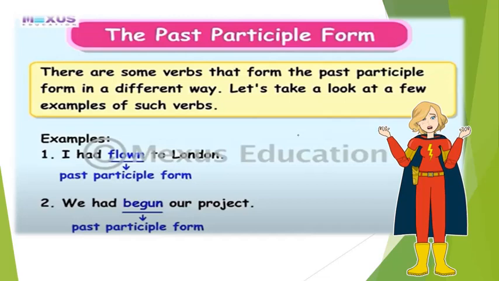Let's take a look at a few examples such as: I had flown to London. Flown, so past participle form. This is the past participle form of fly. Flown. We had begun our project. This is the past participle form of begin. Begin, begun. So you will see that i has been removed and u has been added. So this is a different way. It is not following any rule. Fly got converted into flown. So it is a completely different word. They are not following the rules. They are just changing their forms with different words.